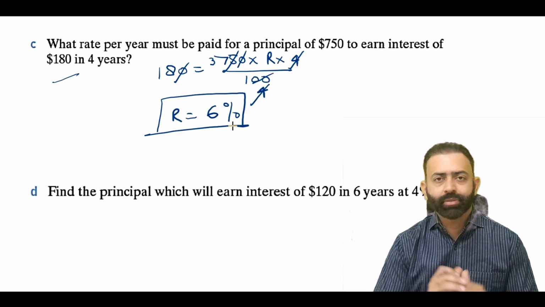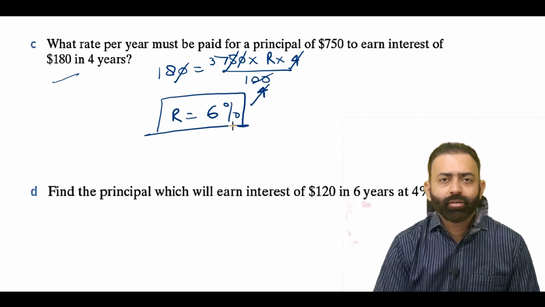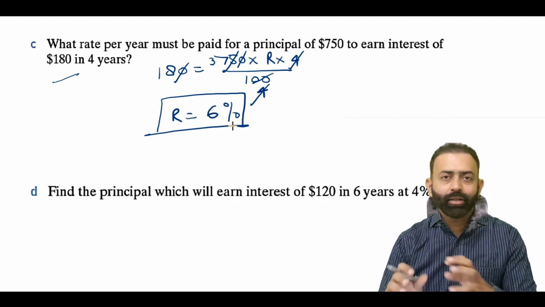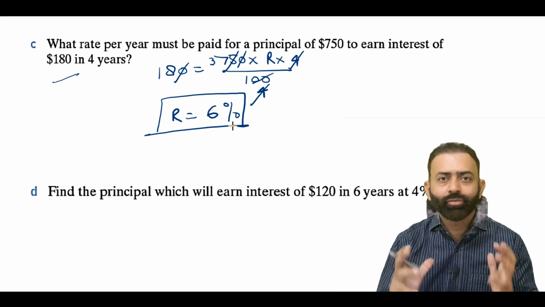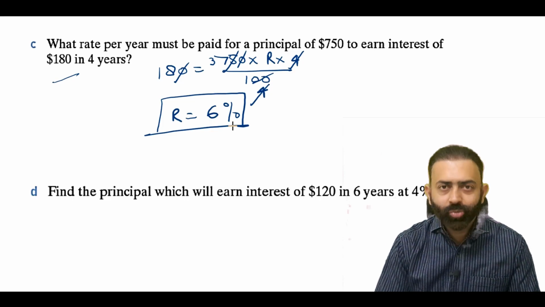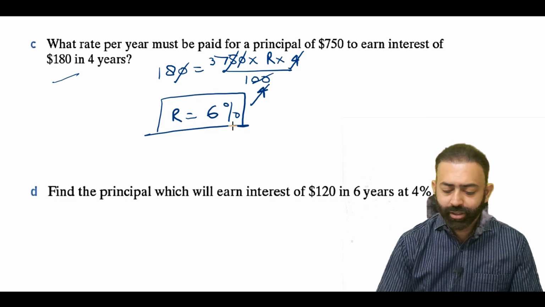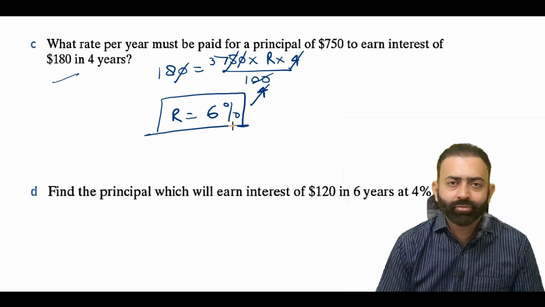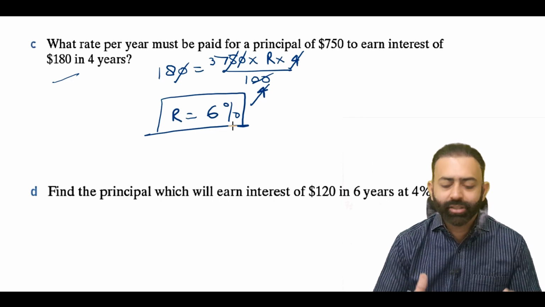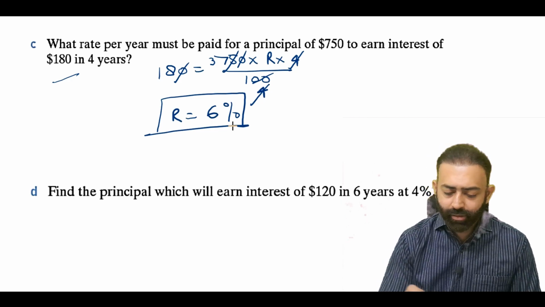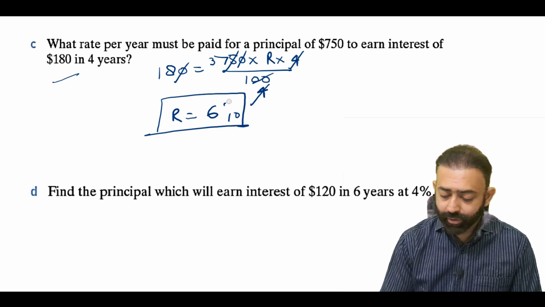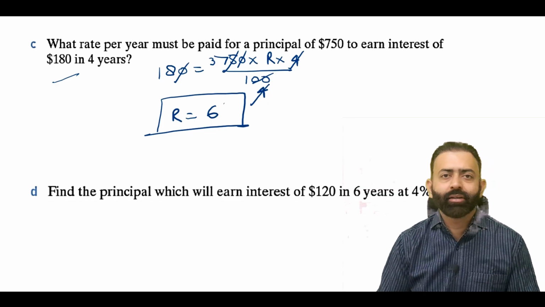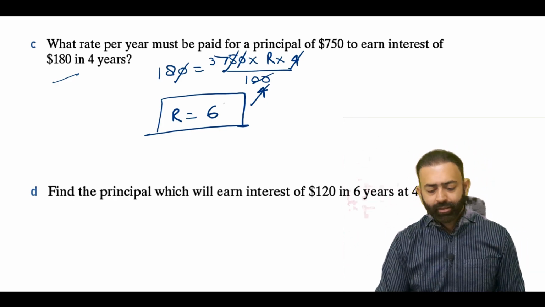If I'm writing here 6%, that doesn't mean the value of R is 6 by 100. That 100 is incorporated in the original formula. So basically the value of R should be 6, not the percent, right? But as we talk about rate in terms of percentage, that's why I have written this as 6%. So to be more precise, I should remove this percentage sign. So it is just 6, and in words you will say that the rate of interest is 6%.